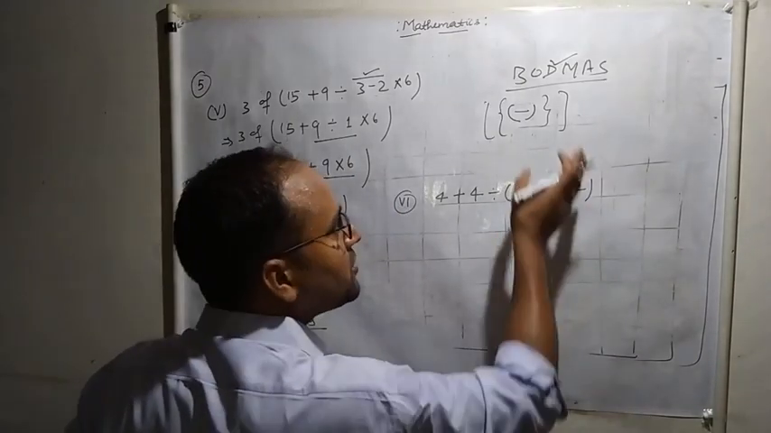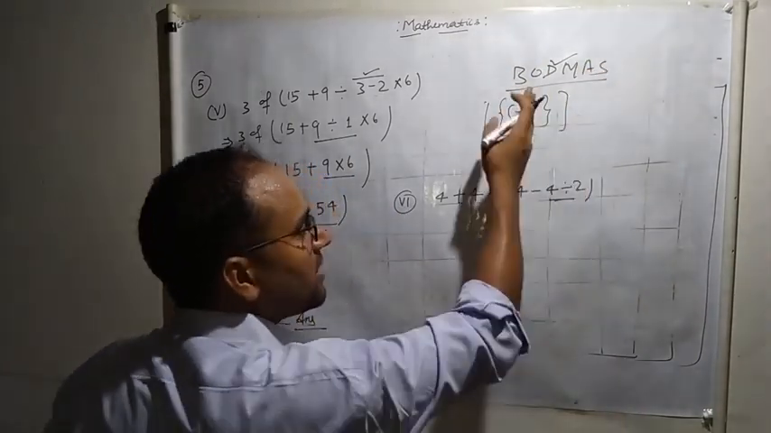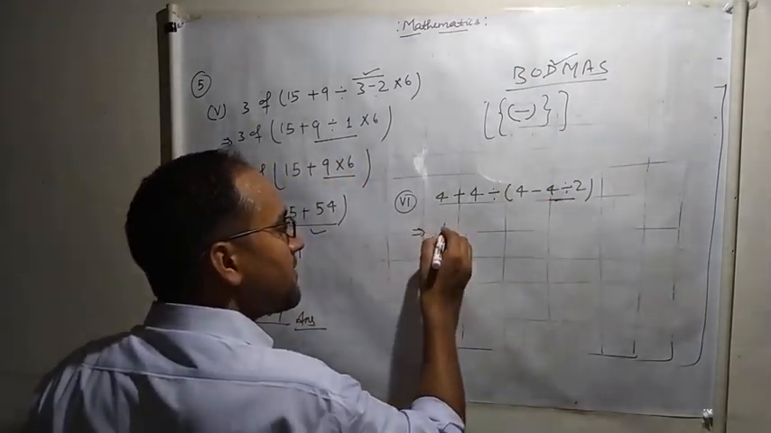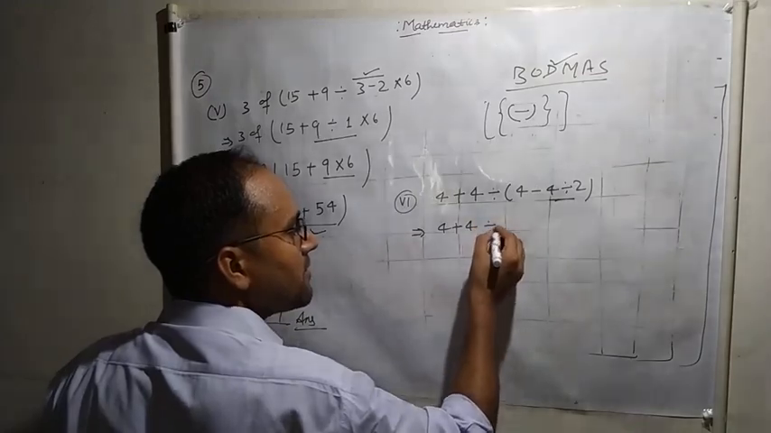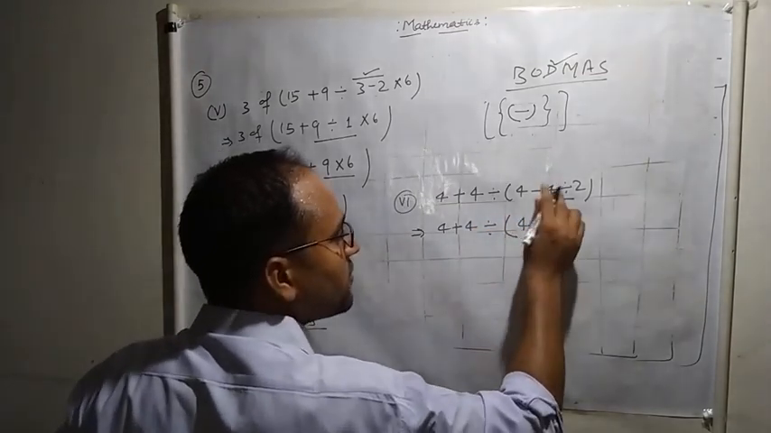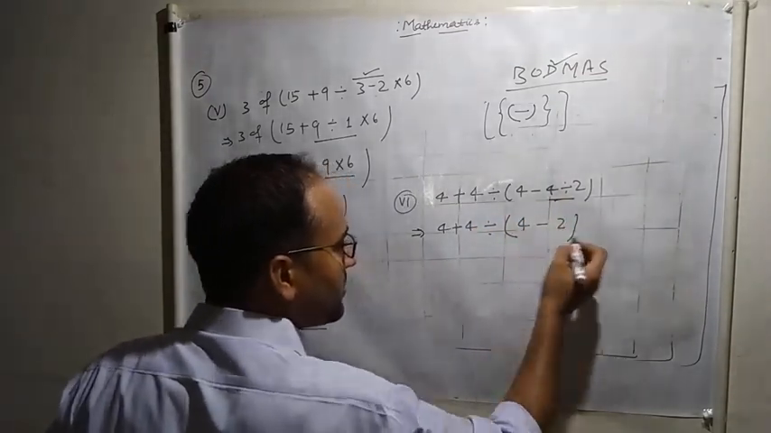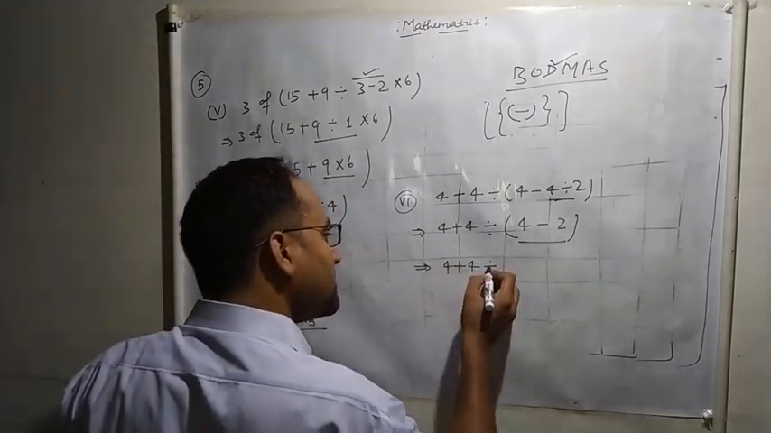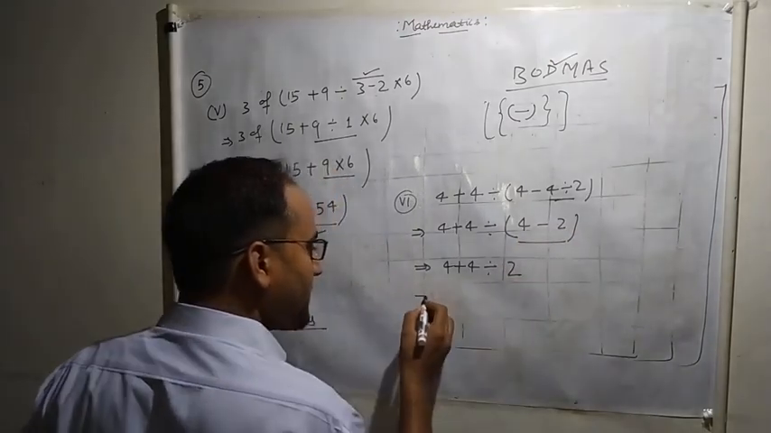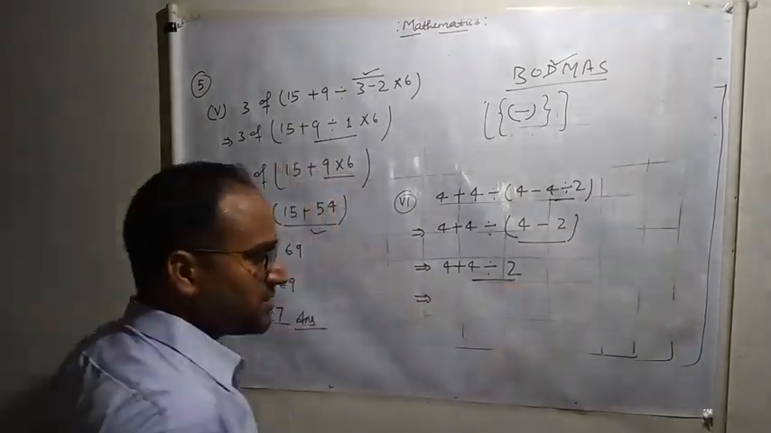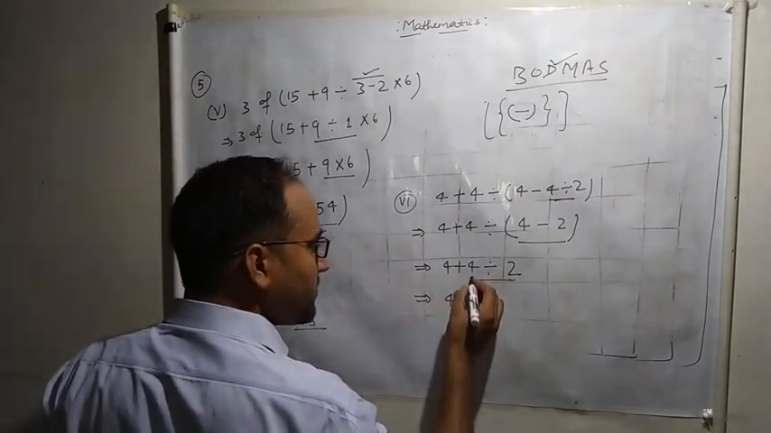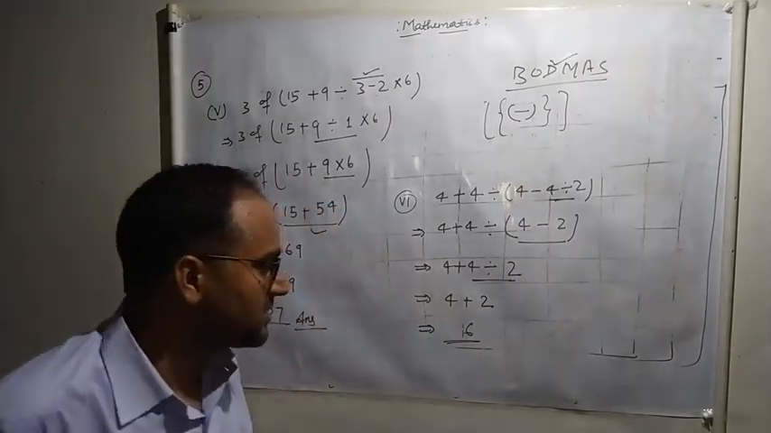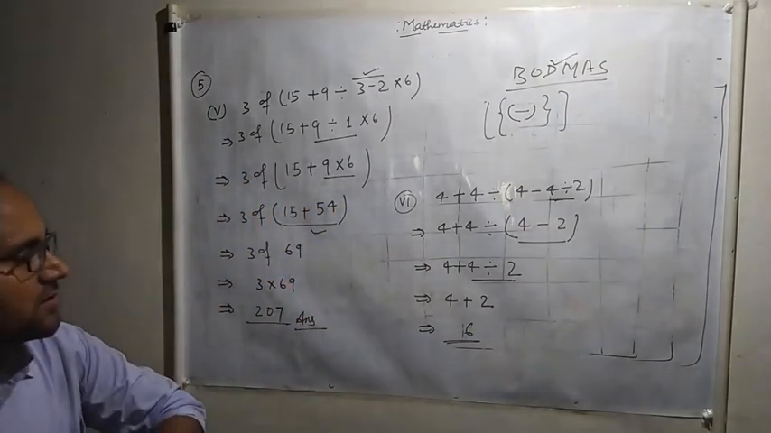In that bracket I'm going to use BODMAS. So 'of' is not there, so division is there, so I'm going to solve this division. 4 + 4 ÷ (4 − 4 ÷ 2), you get 2, and then after I'm going to simplify this bracket. 4 + 4 ÷ (4 − 2), you will get 2. And in this case I'm going to do this division: 4 + 4 ÷ 2, you get 2, 4 + 2 is 6. That one is also your answer.